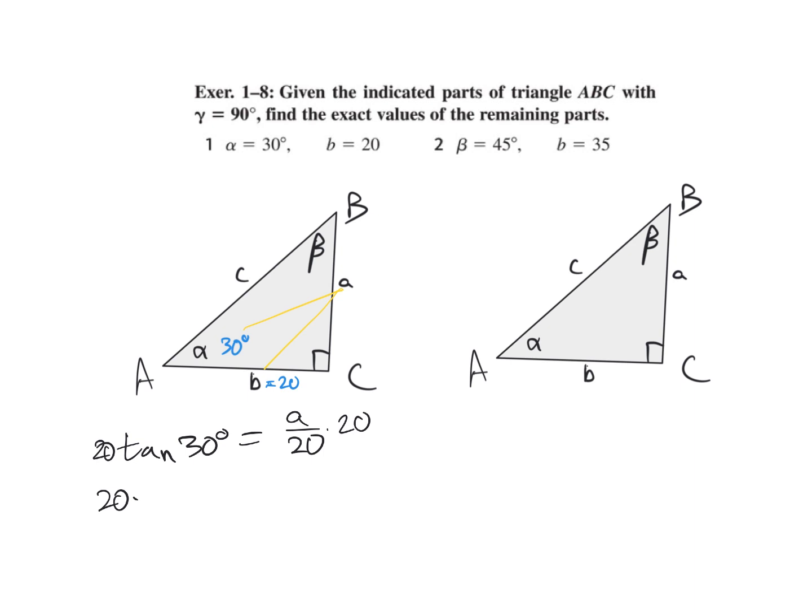Tangent of 30 degrees is your y leg over your x leg. So the short leg over the long leg, that's 1 over the square root of 3. 1/2 over square root of 3 over 2. So this answer would be 20 over the square root of 3. We multiply it out, and we get 20 square root of 3 over 3 for A. Okay, so right now, we're just going to leave this as 20 over the square root of 3. And let's find out what C is.